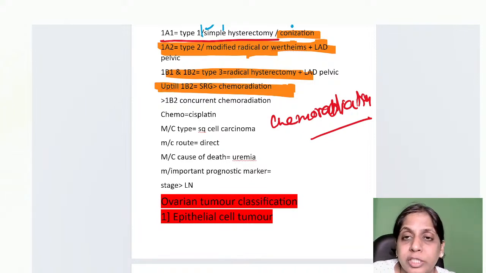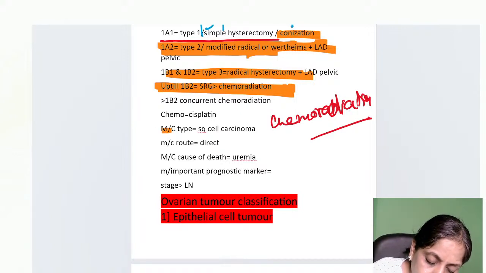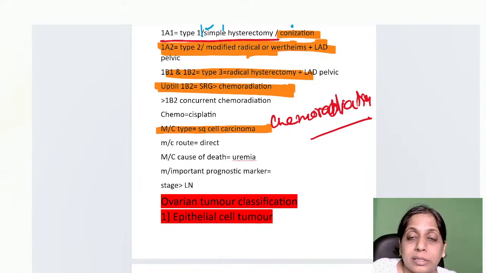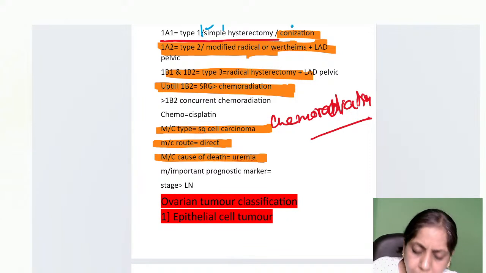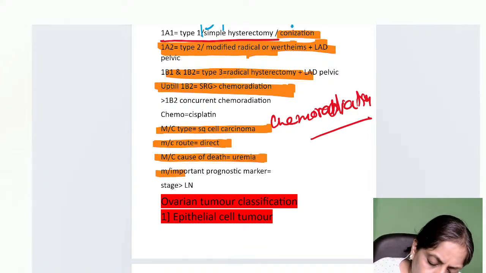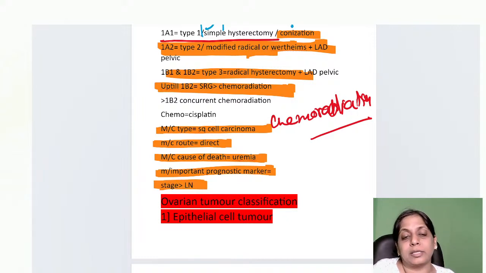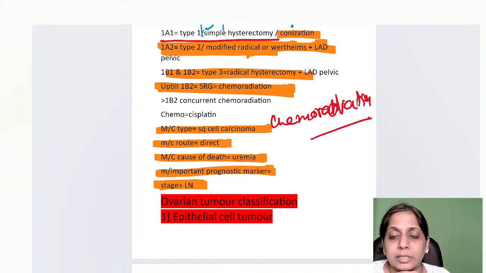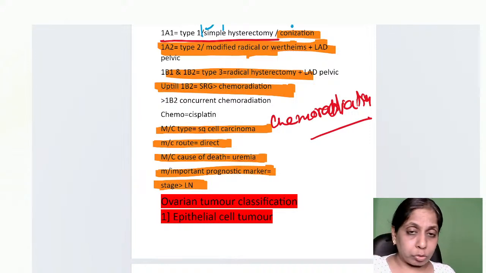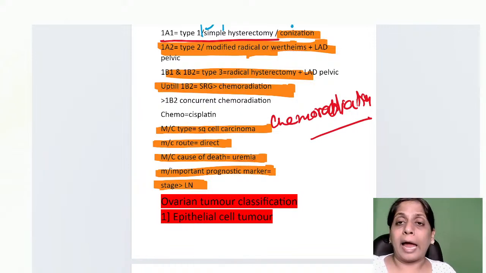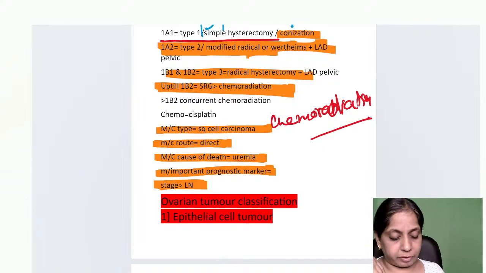So a few four lines which can be asked because CA cervix is important. The most common type of CA cervix is squamous cell carcinoma. The most common route is the direct route. The most common cause of death is uremia, and the most important prognostic factor is stage. Staging of the disease is the most important. So these are the four questions which can be asked. These are evergreen questions.